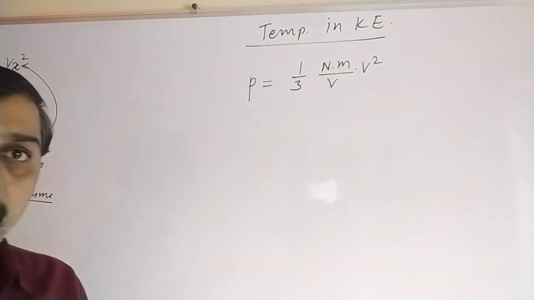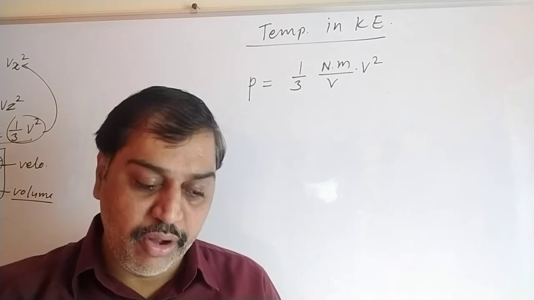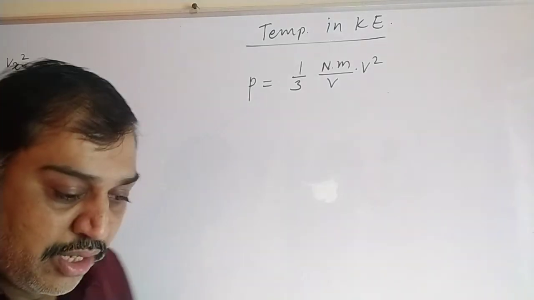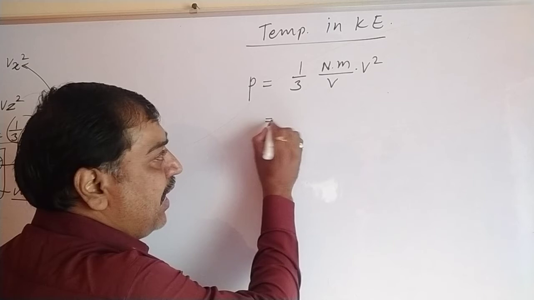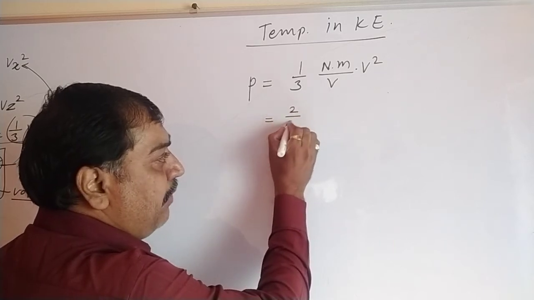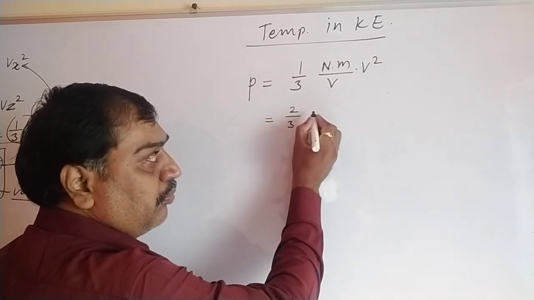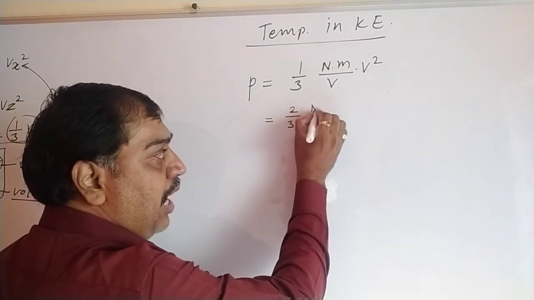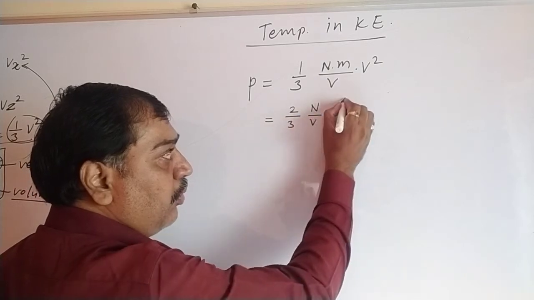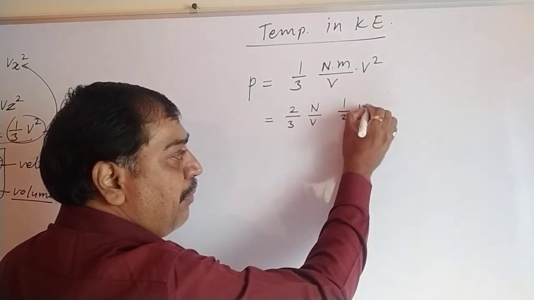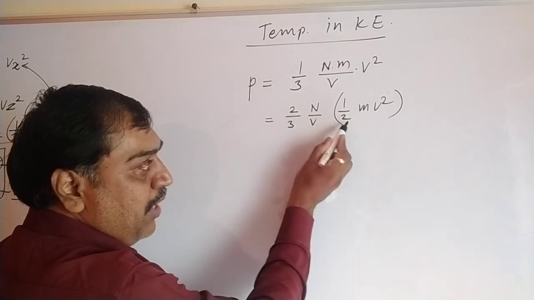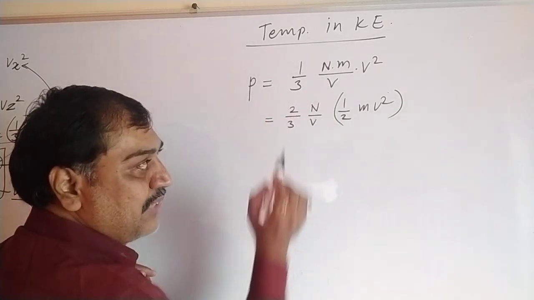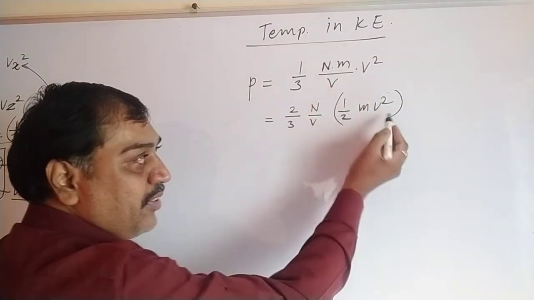This is the equation for pressure exerted by a gas molecule on the wall of a container that we have derived. Now let us do an adjustment. We can write this as 2/3 n divided by V into 1/2 m v squared. What I have done is multiply by 2 and divide by 2, which cancel out, so we get the same equation. I have taken m v squared in the bracket.